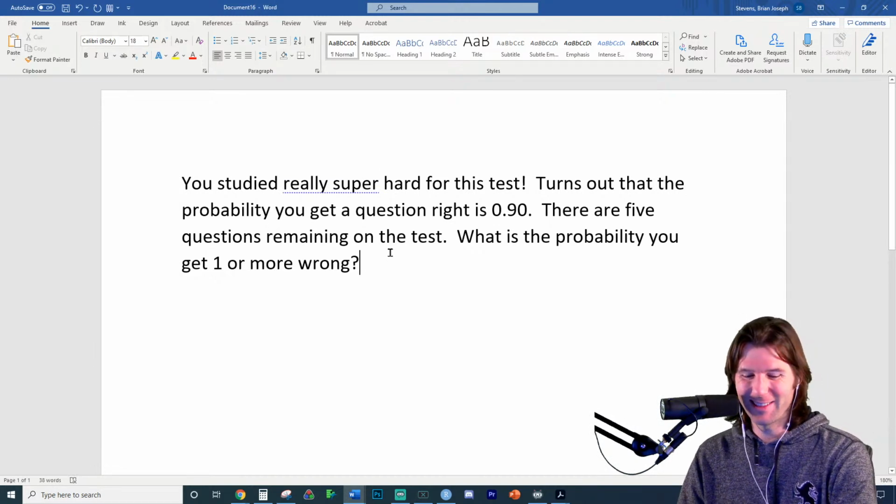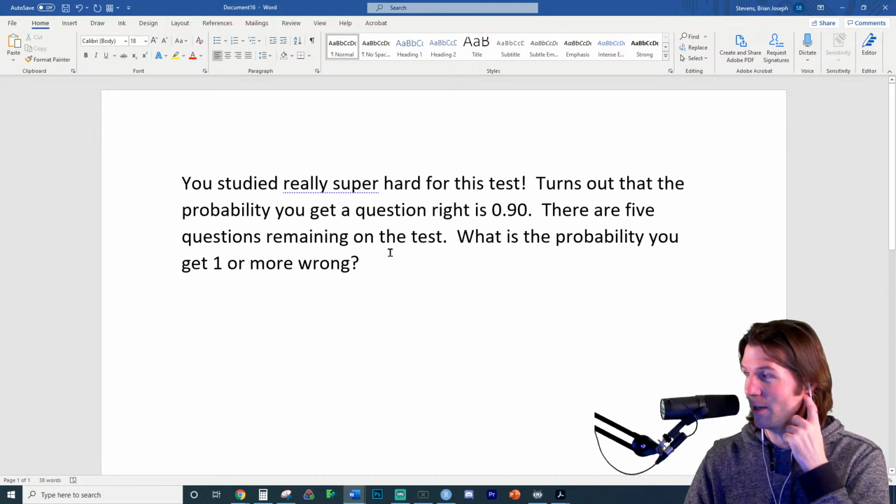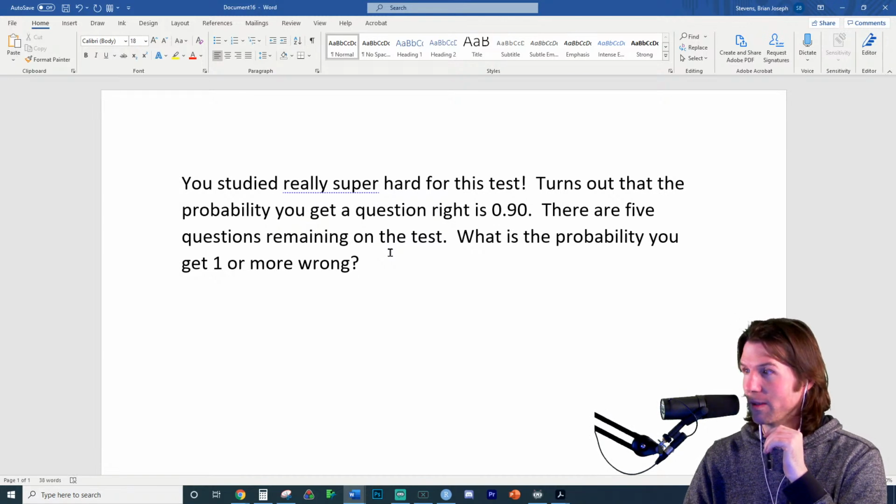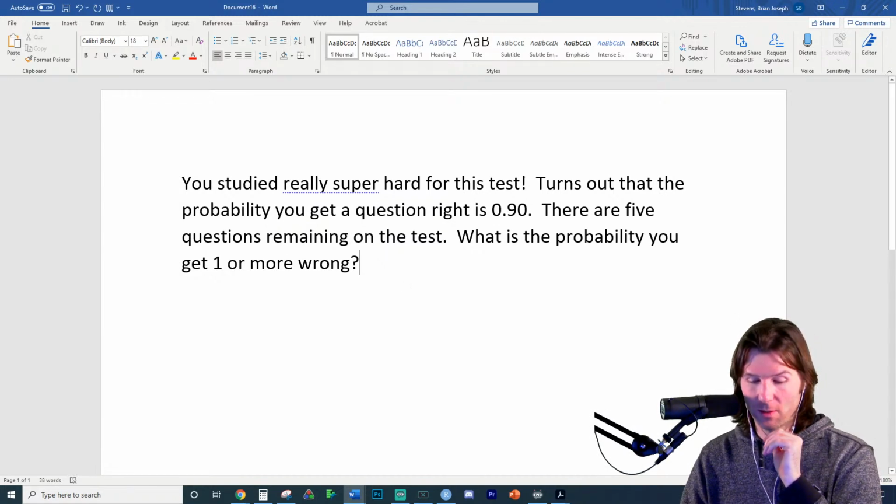Do you know the answer to this one? If you know how to do this one, it's not that bad. If you can solve it real quick, you got it. So either you get them all right, or you get at least one wrong.